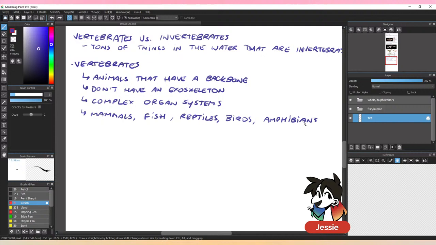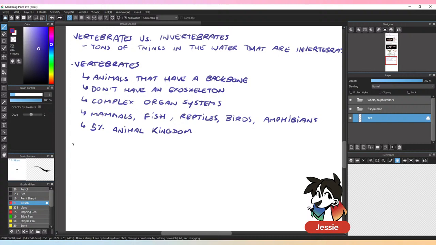And vertebrates make up 5% of the animal kingdom. You thought it was more. No, no, no. Only 5% of the animal kingdom are actually vertebrates, right? So the rest of them are invertebrates. Do some quick math, you can probably figure it out before I say it.